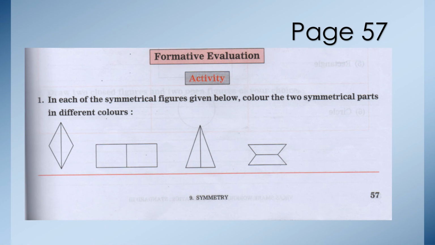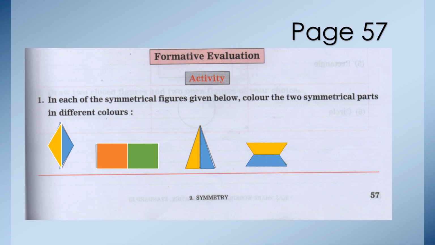In each of the symmetrical figures given below, color the two symmetrical parts in different colors. Each symmetrical figure is being divided into two parts. We have to color both the parts using different colors. So now we color rectangle, triangle, parallelogram.